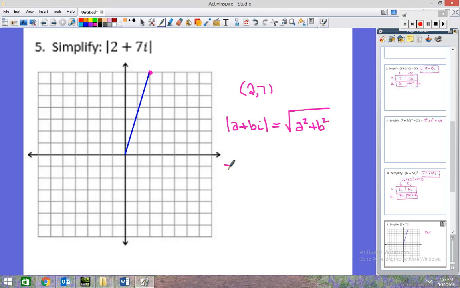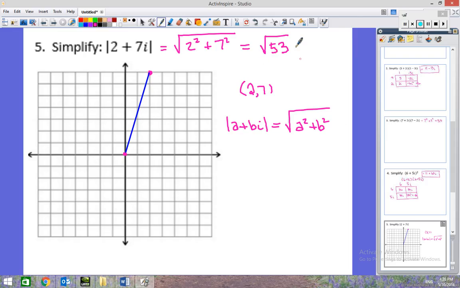So, let's come in here. If a is 2 and b is 7, notice I don't have an i for a distance. They're asking me for the length of this blue line segment from the origin to that point of interest. So 2 squared is 4. 7 squared is 49. 4 plus 49 is 53. And I can't simplify the square root of 53.